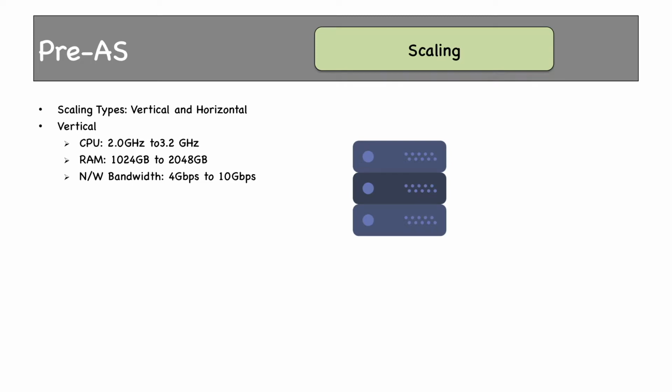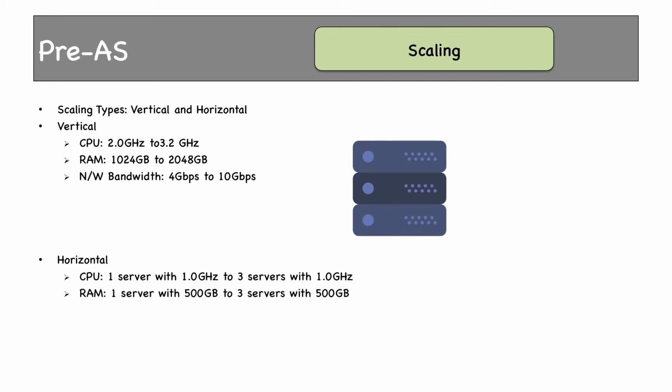What if you need more power? Let's say 10 GHz of CPU and 8 terabytes of RAM. There's a limit to which you can add resources to a single server, beyond which you cannot increase. Let's see horizontal scaling now. If you have to increase CPU power, just add more servers. If you need 3 GHz of CPU, add 3 machines, each having processing power of 1 GHz. Similar is the case with RAM or other resources.